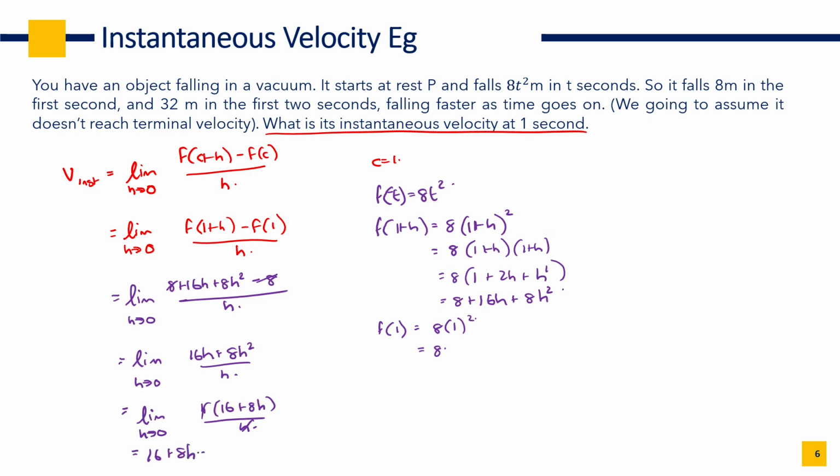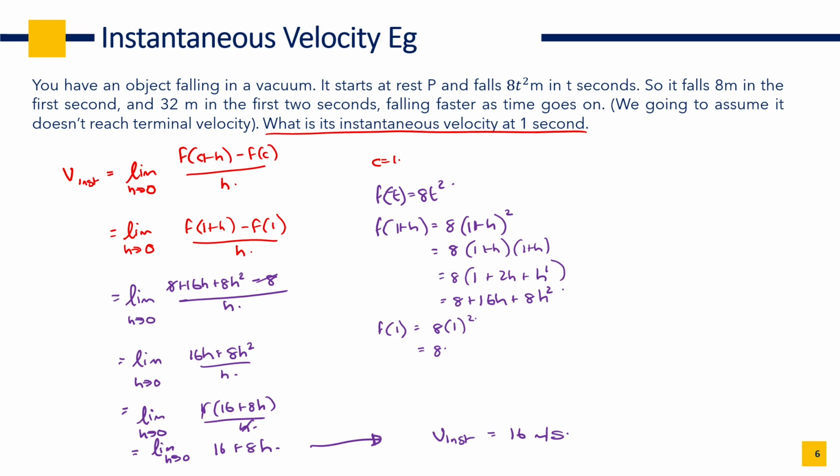And I made a big mistake there because I've got my limit. So let's just put it back in there. The limit as h tends to 0 of 16 + 8h. And that gives us a final answer of v instantaneous as 16 meters per second. So at 1 second, the instantaneous velocity is 16 meters per second. And that makes sense because it has to be lower than that 16.8 meters per second.